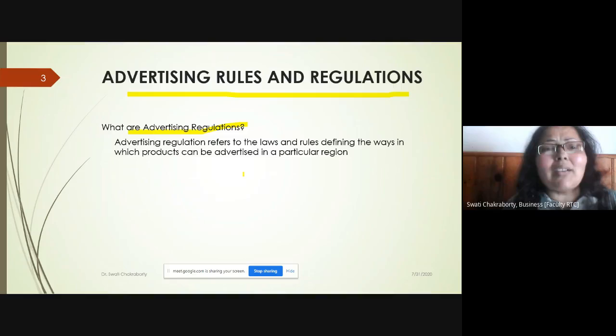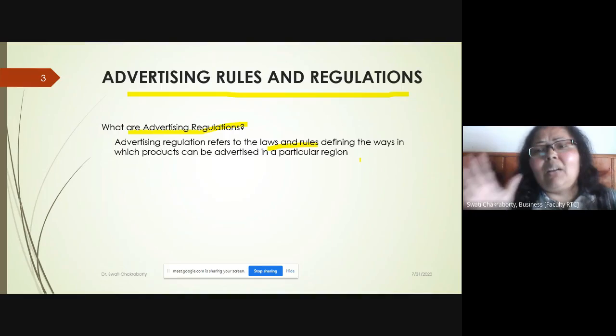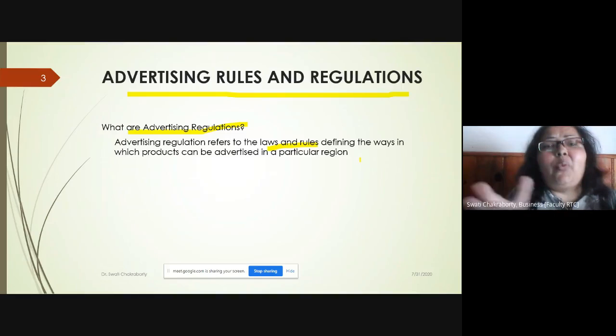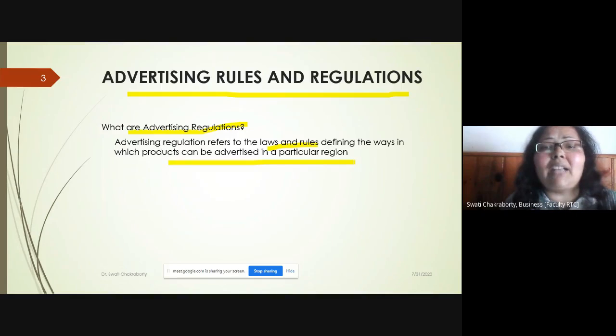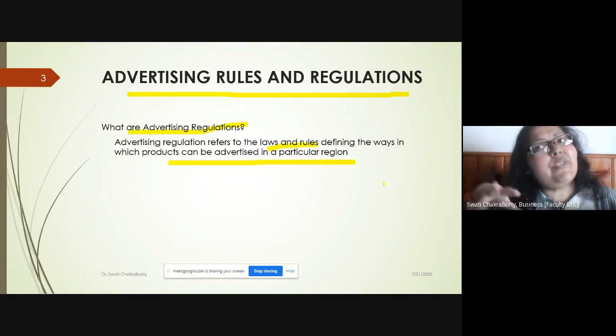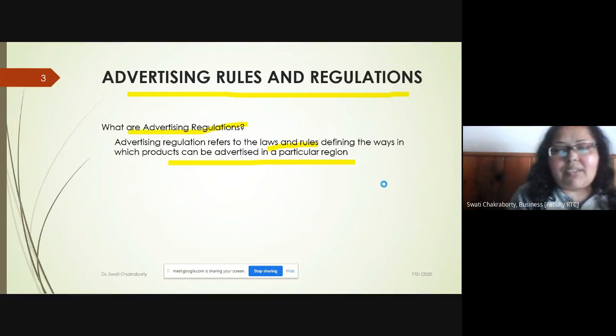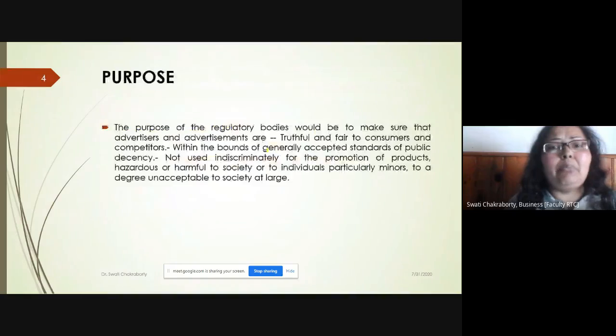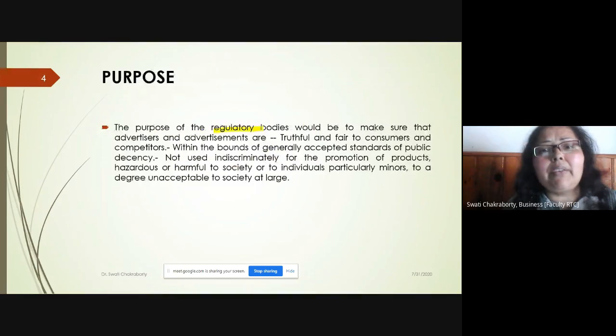So what are advertising regulations? It's talking about the laws and rules, right? Which define the way in which a product can be advertised in a particular region. Each region has its own regulations. And what is the purpose of the regulatory bodies?